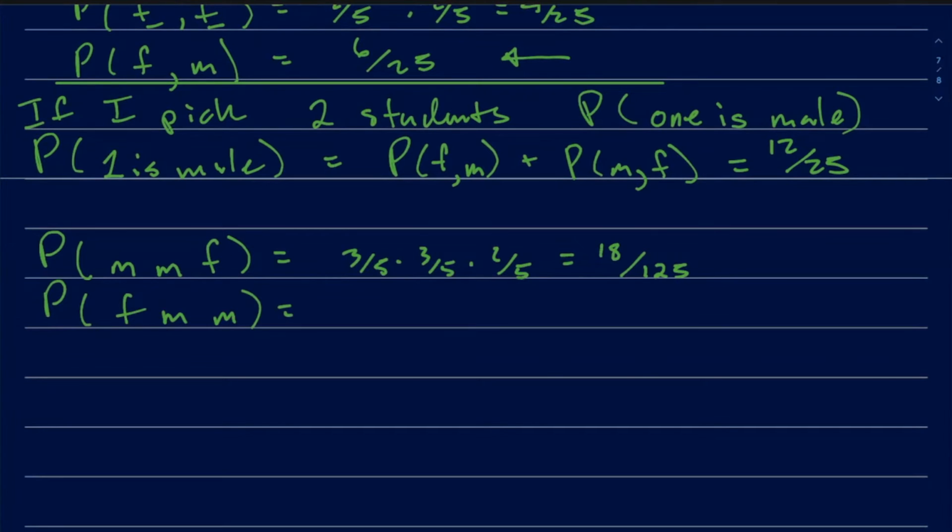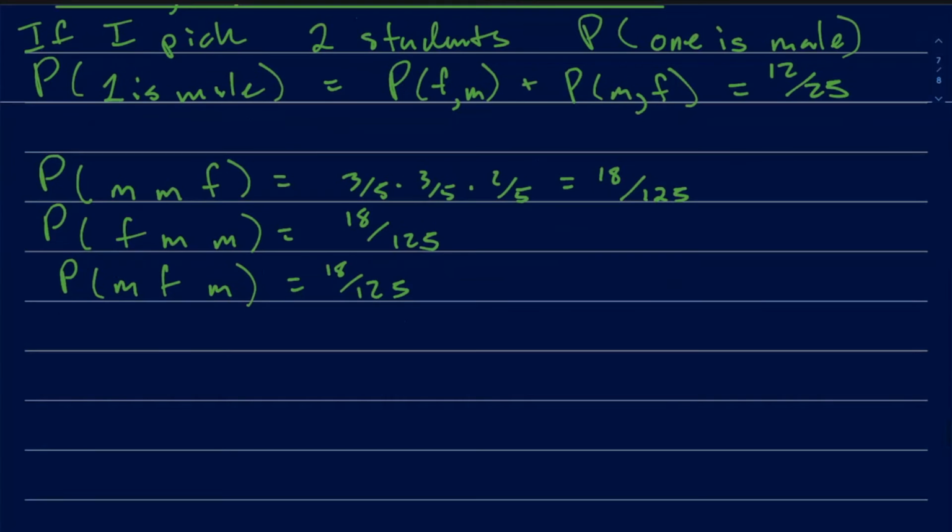Yeah, the position is just different. What about the probability that I pick a male first and then a female and then a male? Same thing. Are these the only ways I could pick 2 males? Yes. Right. These are the only ways I could pick 2 males.